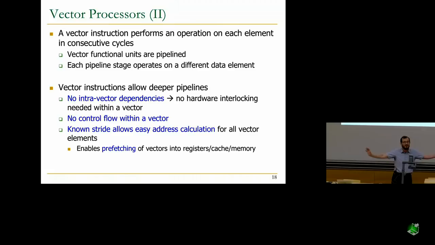There's no control flow within a vector. You're doing the same operation on a million elements. There's no need for control flow. In fact, there's no need for a branch. We're going to see that. We're going to eliminate the branch in the program that I showed you earlier.